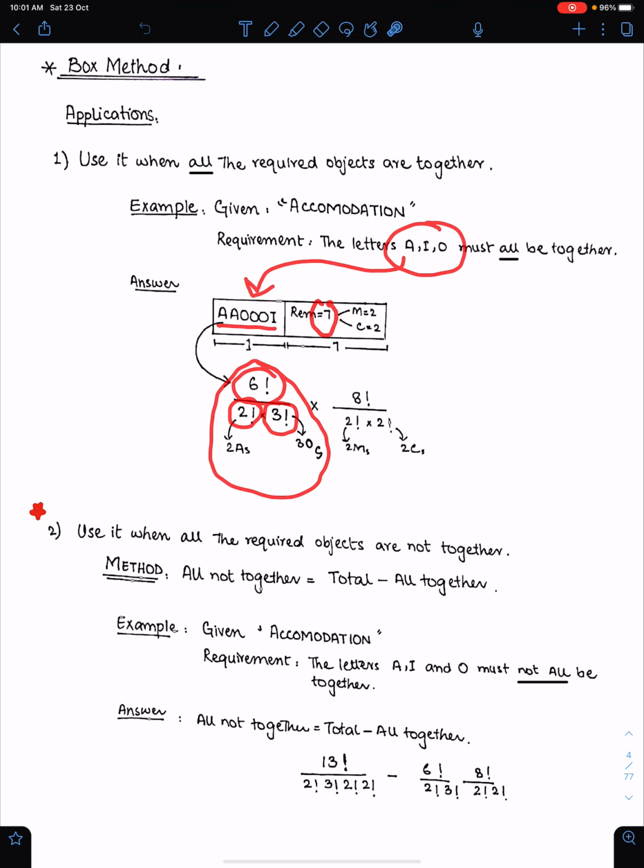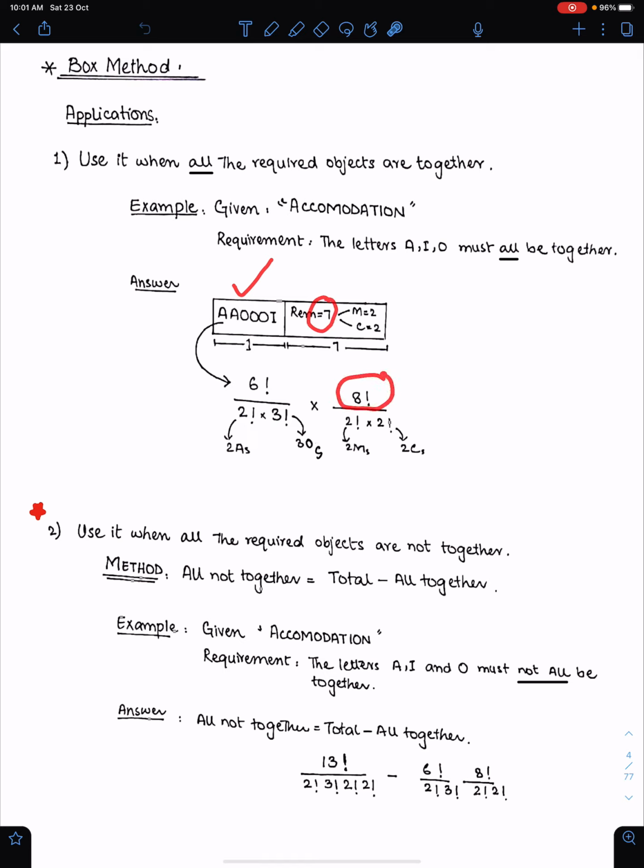The remaining letters are 7, which include 2 M's and 2 C's. Therefore, the arrangements of these letters with this one object will be 8 factorial. You all know this is one object and these are 7 objects. Therefore, we have 8 factorial here divided by 2 factorial for 2 M's and 2 factorial for 2 C's.